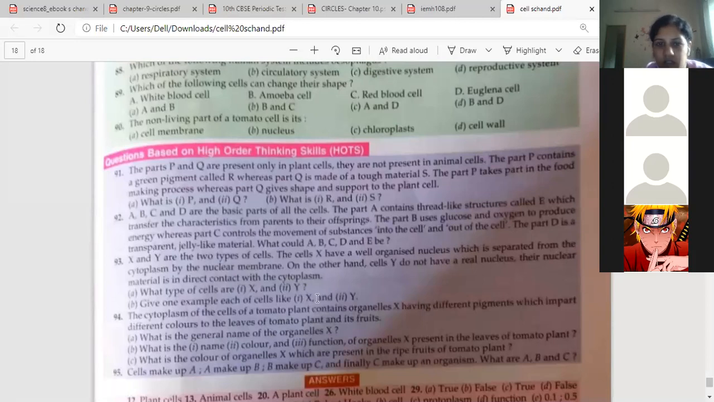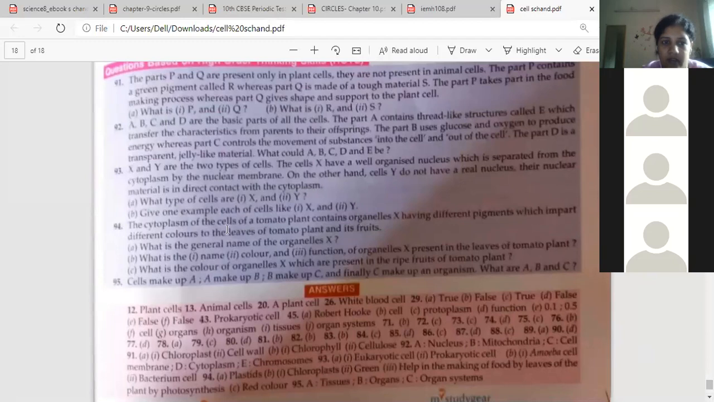X cells have a well-organized nucleus. That means it is all animal cells, for example human cheek cell, or you can consider a plant cell. And Y is bacteria and blue-green algae. Clear? Yes, ma'am.